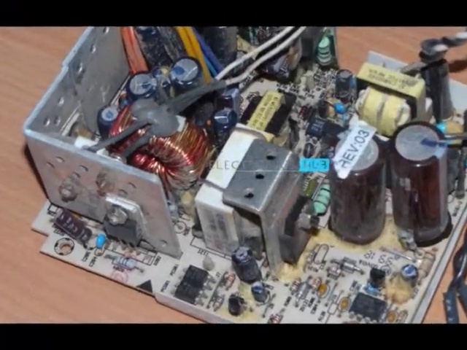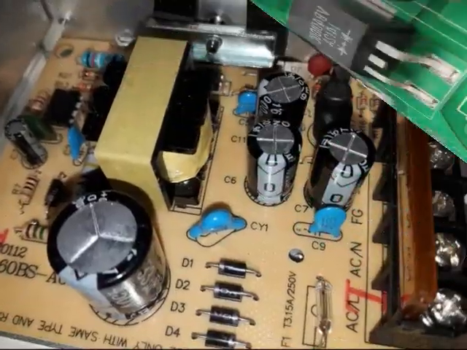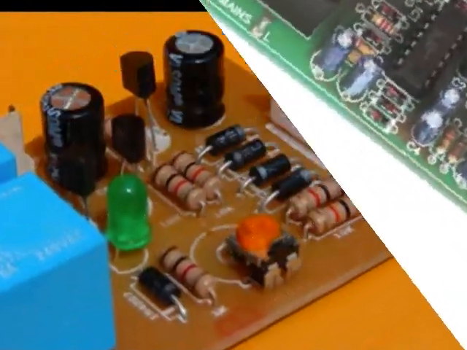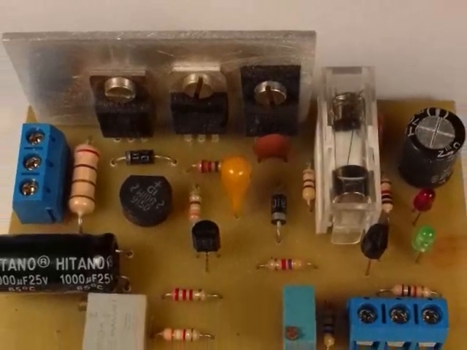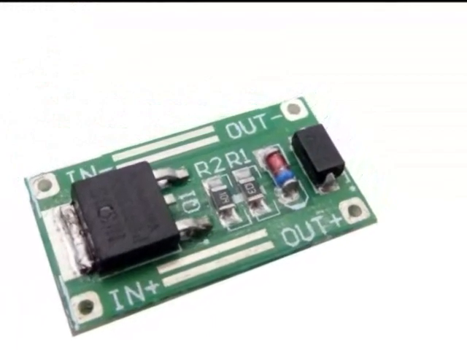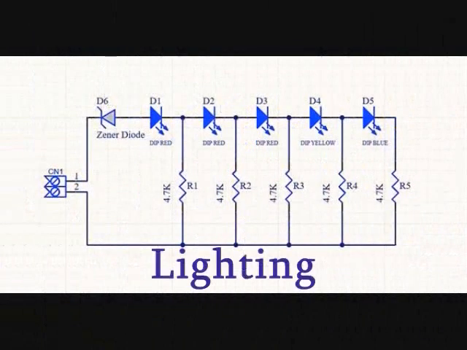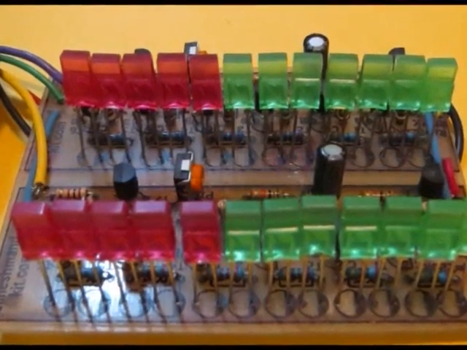Switching. Since diodes allow current to flow through the circuit in only one direction, they can be used as switches in electronic circuits. Protection. Diodes can be used to protect circuits against surges and reverse voltage. Lighting. Light-emitting diodes, LED, are used in a wide range of lighting applications.